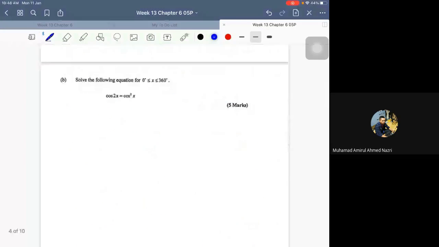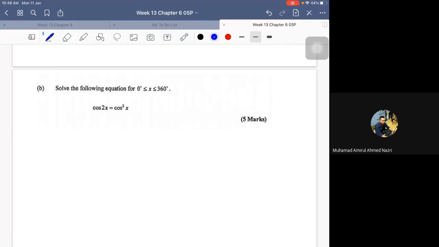particular question. Okay, next question. So I have this problem over here. So the question said that solve the following equation for 0 degree for x, our x value. So x value tu nilai dia adalah antara 0 dengan 360 degree. And our equation is given by cos 2x is equal cos square x.